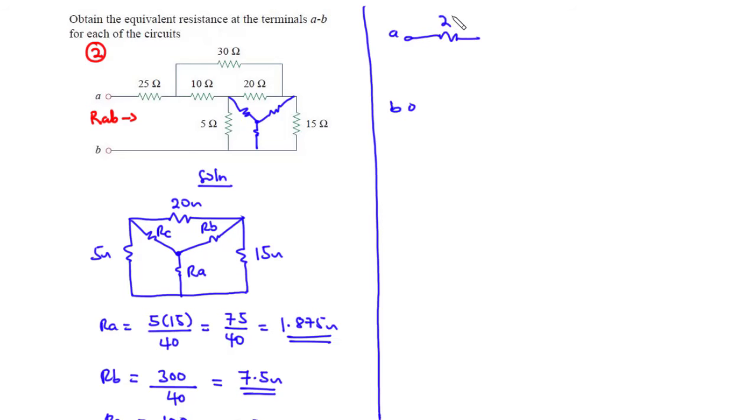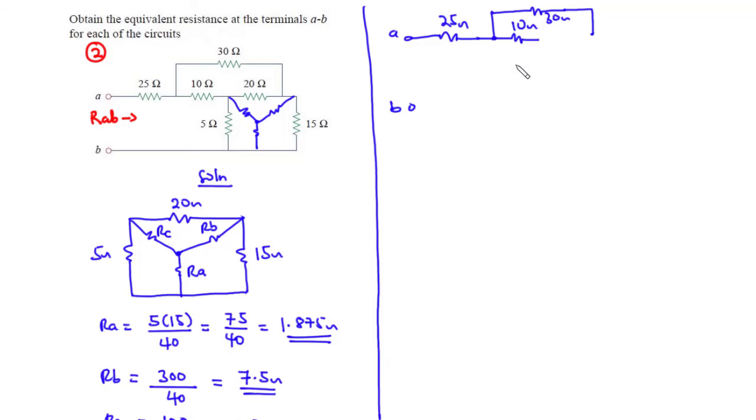So we have the 25 ohms here. We have the 10 ohms resistor. So this is the 30 ohms resistor.